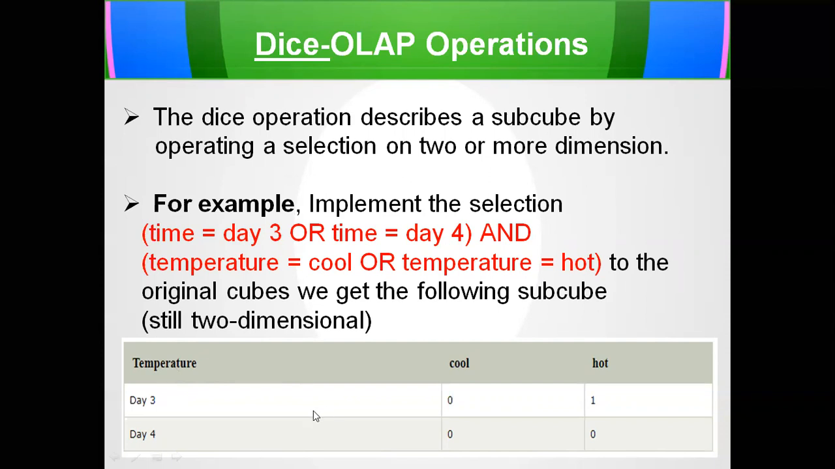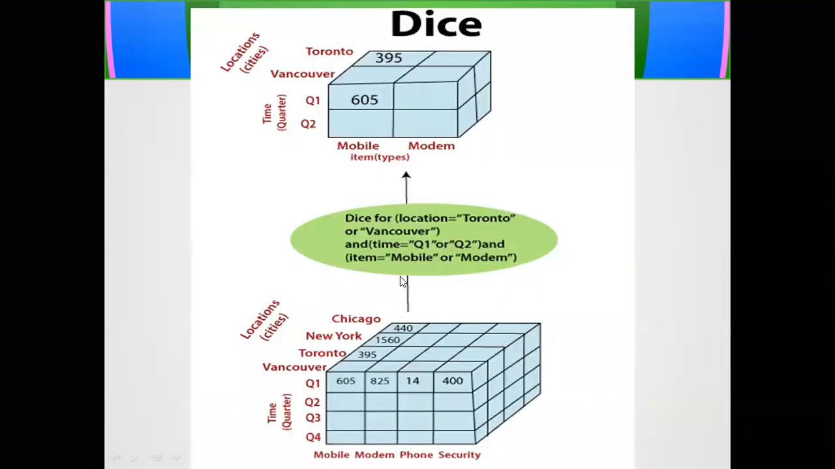So instead of all the days, we have selected data only for day 3 and day 4, and instead of all the temperature categories, only cool and hot. So this will become the dice of my original cube, right? So here is the example for our sales data. This is my original cube, right?